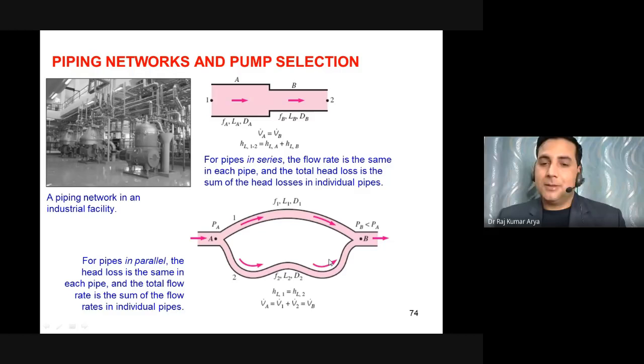So these are the two rules that need to be followed in the series pipeline and parallel pipeline. In the series case, the losses would be added. In the parallel case, your losses would be equal.